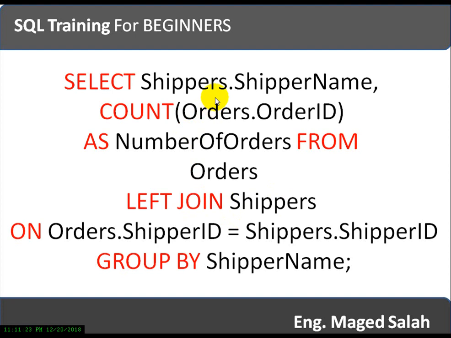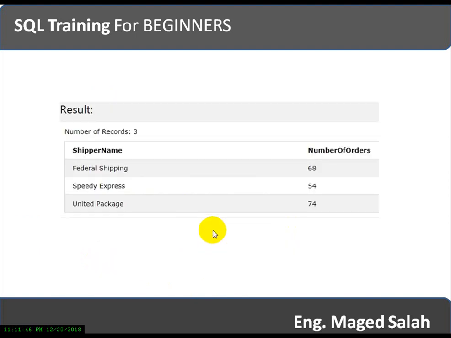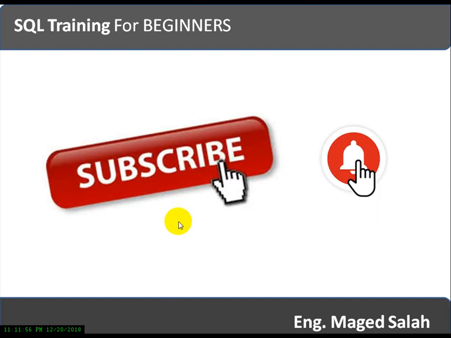SELECT ShipperName, COUNT(Orders.OrderID) AS NumberOfOrders FROM Orders LEFT JOIN Shippers ON Orders.ShipperID = Shippers.ShipperID GROUP BY ShipperName. It's very easy to use inner join and left join, and the result here is the number of records, only 3 records.